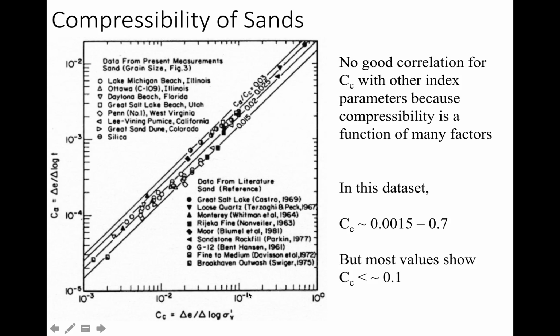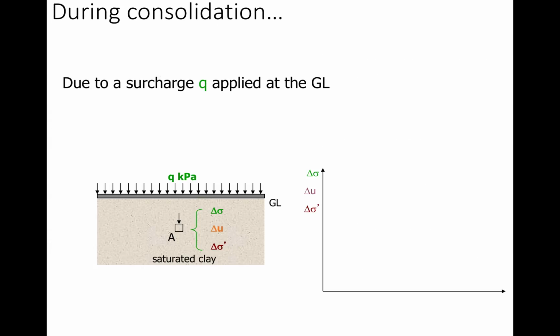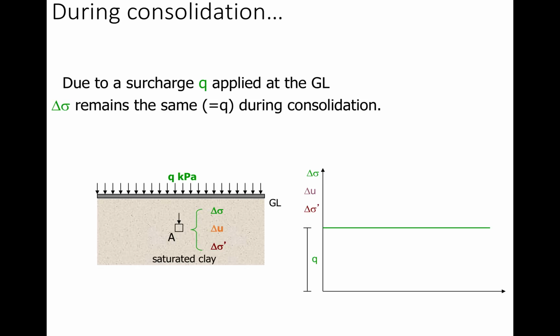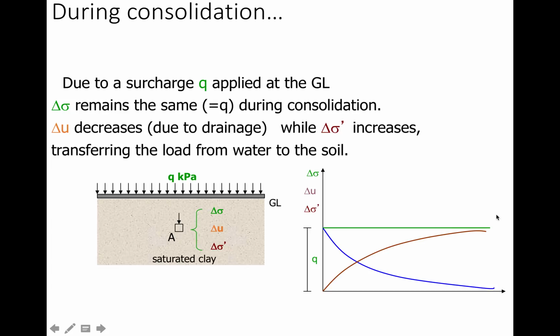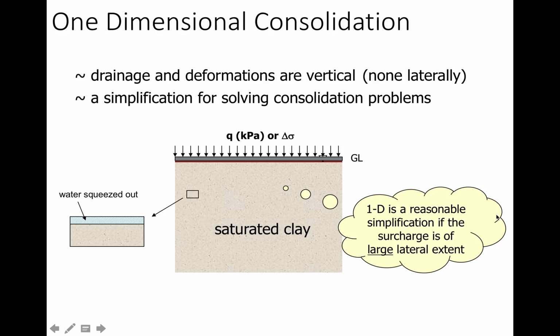Here are examples of compressibility of sand. Since there's so many factors, there's not really good correlations. So finally, this is a combination of all the plots we talked about combined into one. If you add the load, you're going to have this decrease in pore pressure with an increase in effective stress. That's what that looks like. And we just talked about consolidation, so we'll continue with 1D consolidation in class.